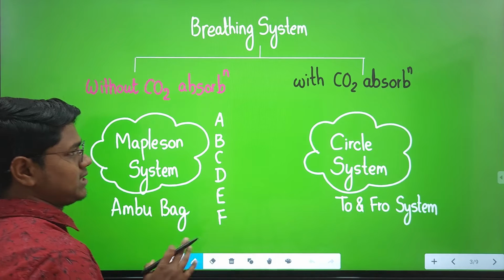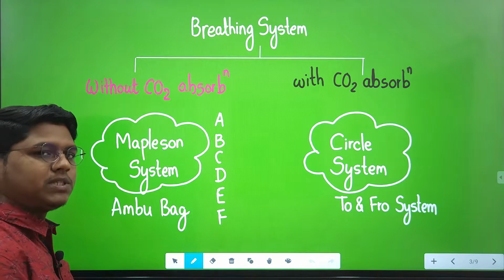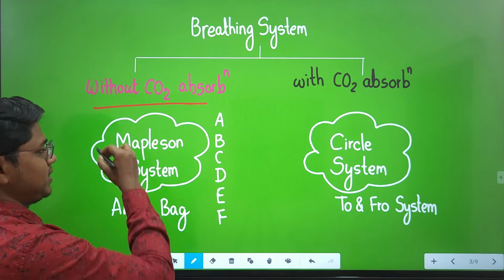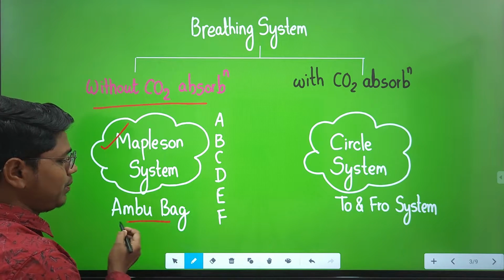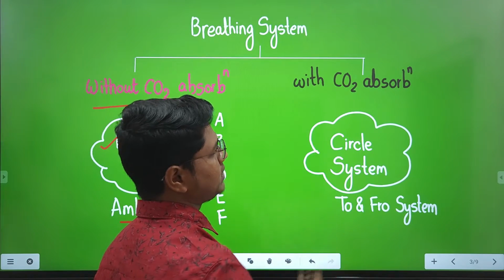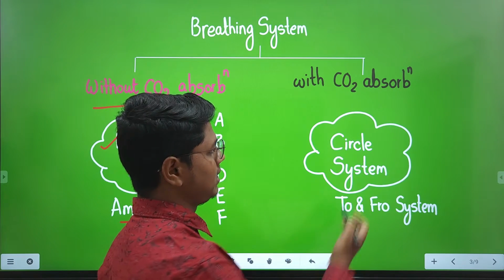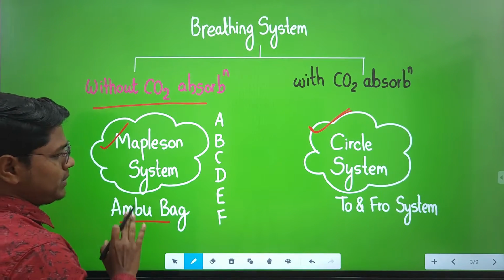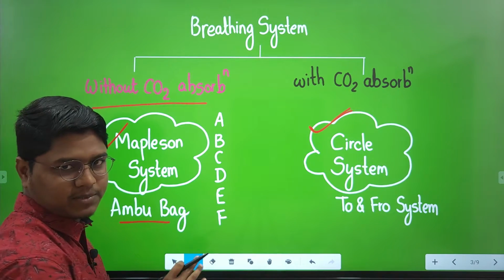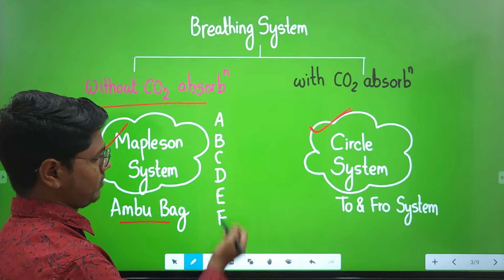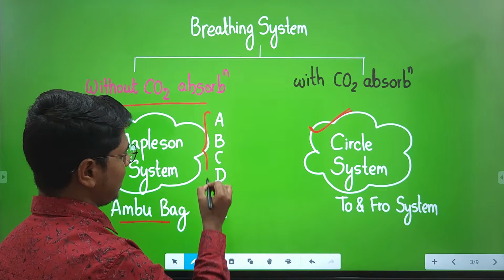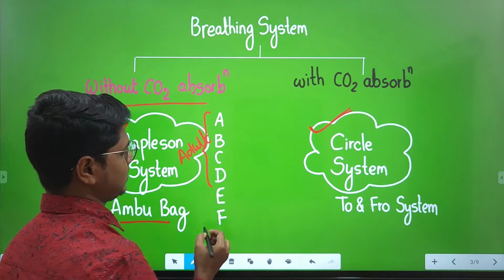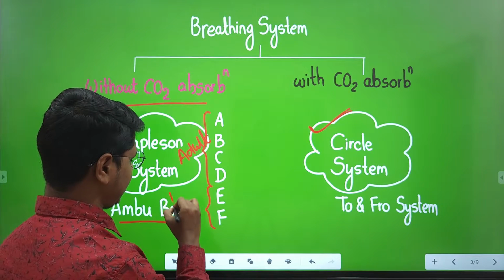Now, let us come to another classification. Some anesthesiologists classify on the basis of carbon dioxide absorption. Without carbon dioxide absorption, the Mapleson system is the best example, and also the Ambu bag. The systems which have the carbon dioxide absorbent are known as the circle system. Mapleson system is of 6 types: A, B, C, D, E, F. A, B, C, D, these 4 are for adult patients. E, F is for pediatric.